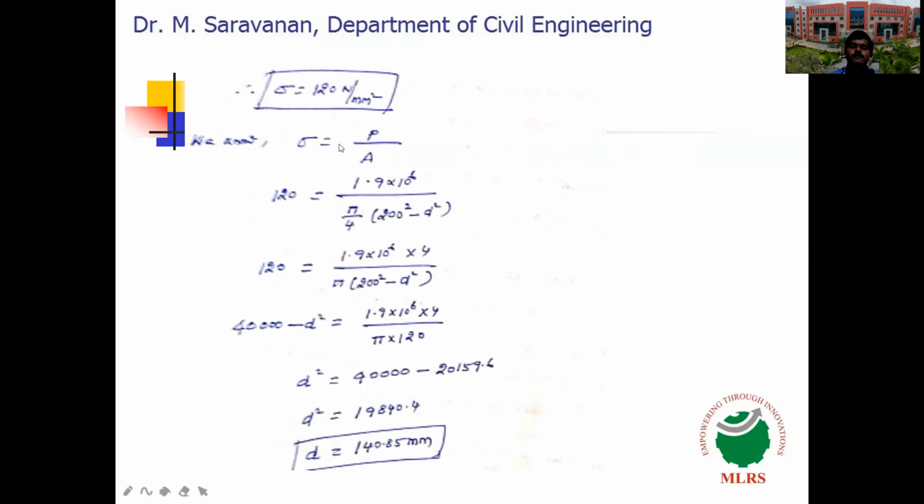So working stress is equal to load by area. The working stress 120 you found now, load given in the problem, and area is pi by 4 into D square minus small d square. So here the unknown value is small d, the internal diameter, that is asked in the question. So you will be able to find out the answer.